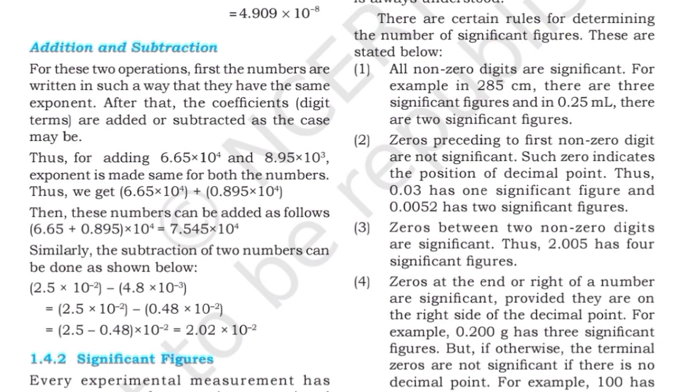addition and subtraction. For these two operations, first the numbers are written in such a way that they have the same exponent. After that, the coefficients, digit terms, are added or subtracted as the case may be.